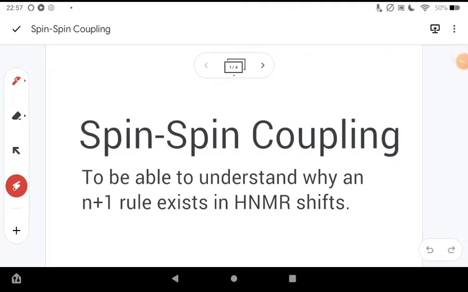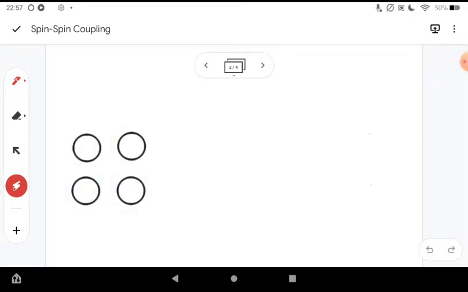We're going to have a look in this video at spin-spin coupling, which is a concept that gives you splitting patterns in HNMR. Now, you don't necessarily need to know this in too much detail, but it does help to understand it because it helps you understand how to build up the molecule when you're asked to find it from the NMR graphs.